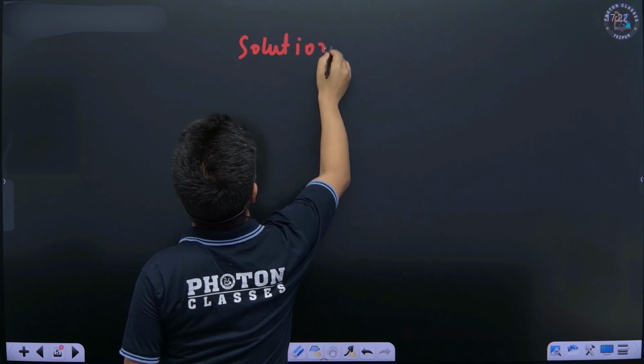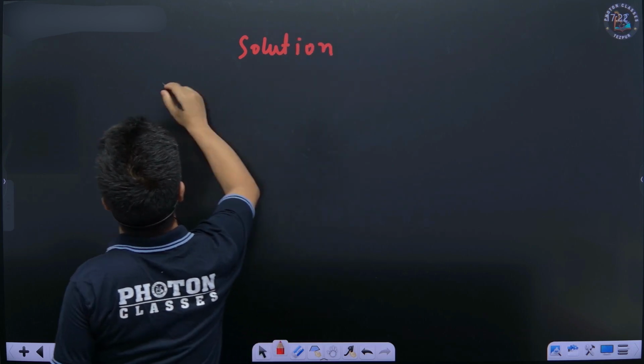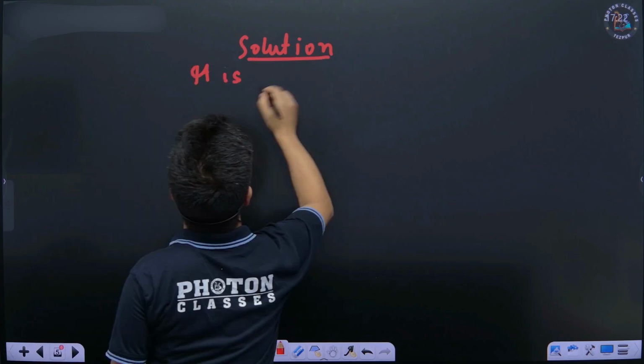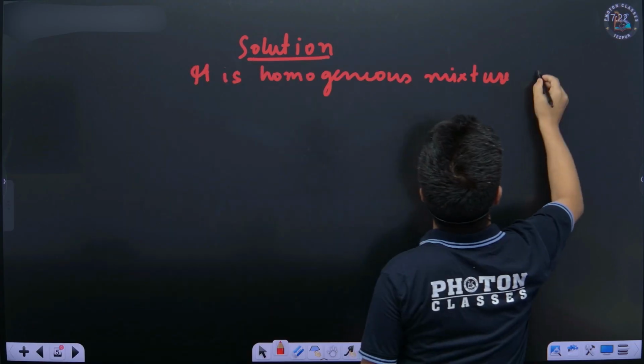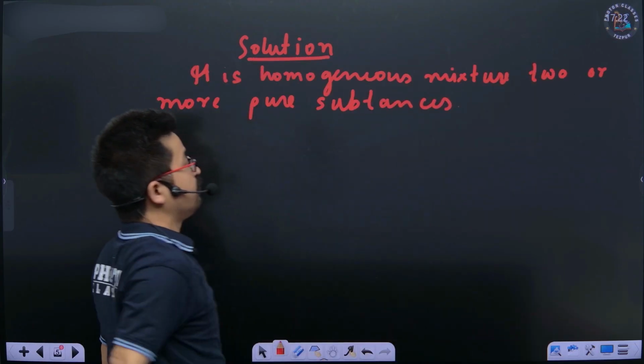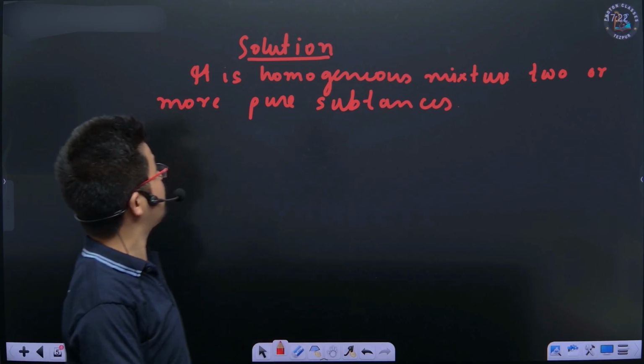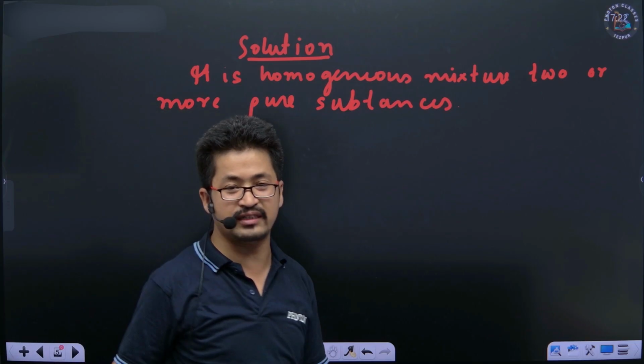Solution. So how can we define solution? We can define solution in this way: it is a homogeneous mixture of two or more pure substances. Fine. So we use homogeneous mixtures or solutions in many ways in our day-to-day life.